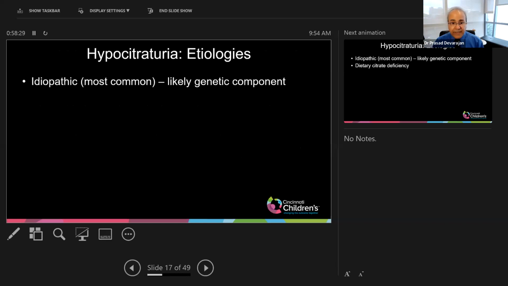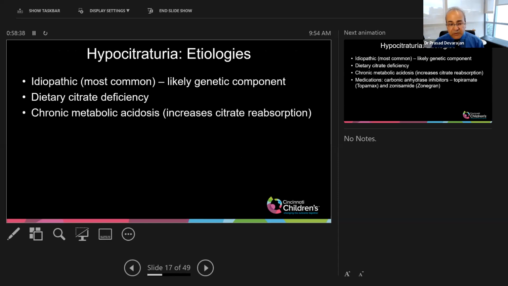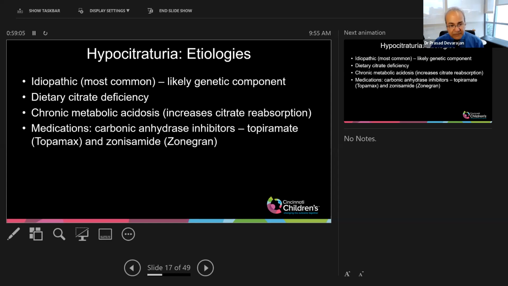Idiopathic, most likely. We don't know the cause in most cases of hypocitraturia. There are well-defined dietary citrate deficiencies, patients with chronic metabolic acidosis from any cause, including many of the diseases that Dr. Azmeri talked about. What happens in metabolic acidosis is that you get increased proximal tubular reabsorption of citrate. And as a result of that, there is not enough citrate in the distal nephron, and that's what causes calcium phosphate. And on top of the calcium phosphate, you get calcium oxalate.